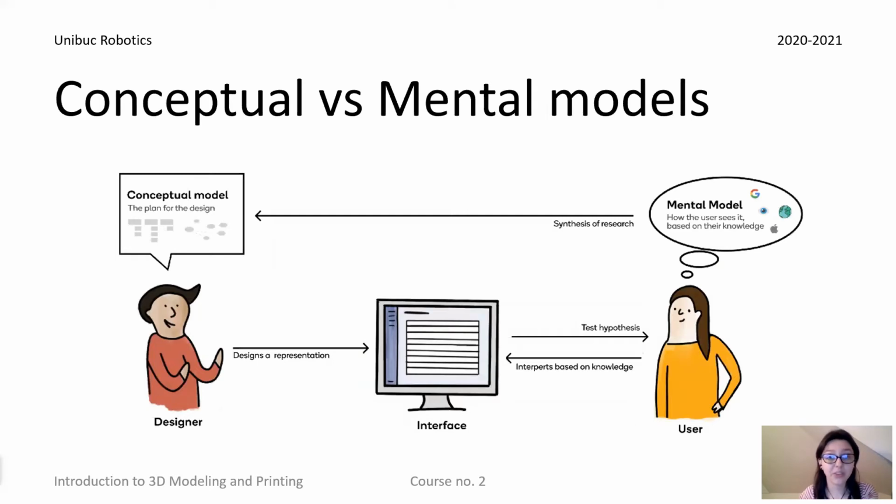But it's very important to understand the difference between the conceptual model and the mental model. The conceptual model is what we as designers are planning for the product, and the mental model is how the users see it based on their knowledge.